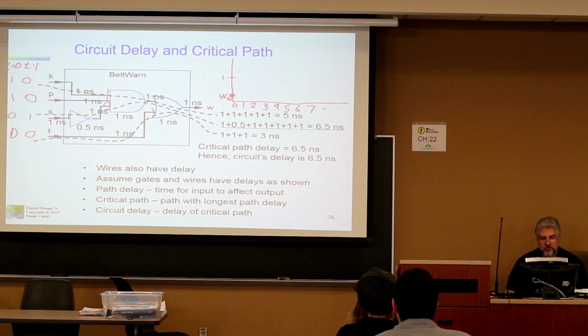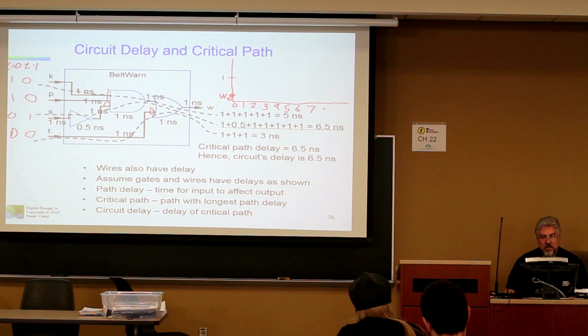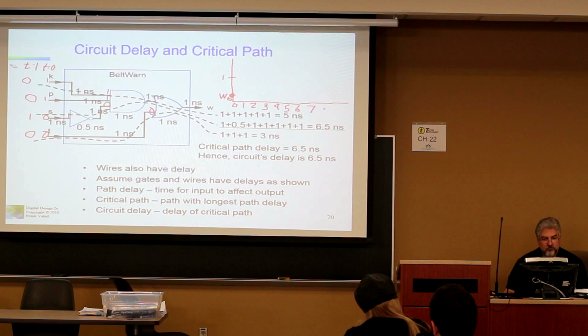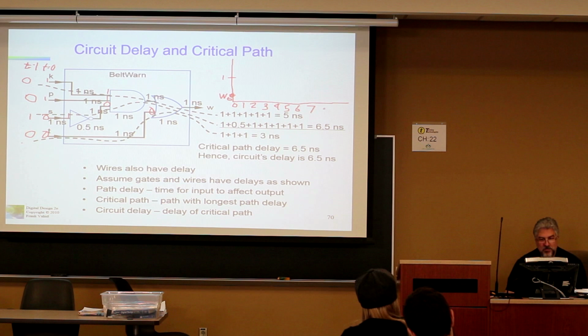Question? Yes? So why do you have the 0 of the 1 nanosecond only 0? All right. So at time equals 0, all of these inputs are, as I said, 1, 1, 0, 0, 0. That's at t equals 0. And remember, this is t equals minus 1. So right before we start timing it.